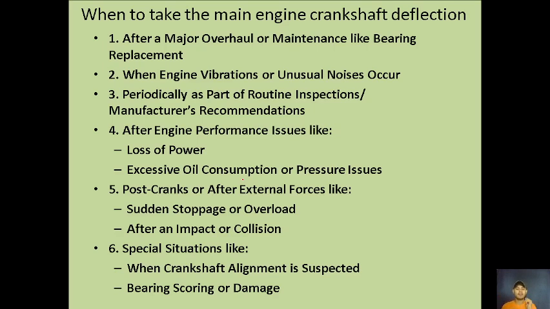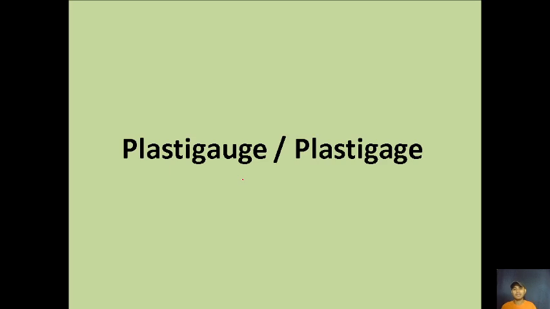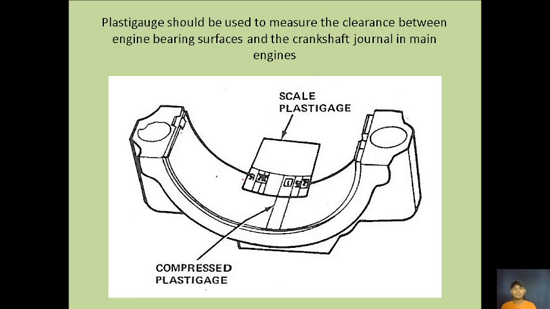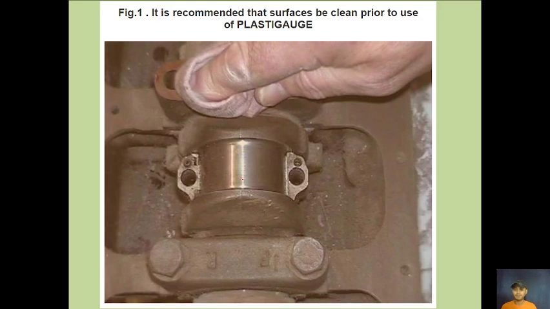Okay, so let's go now with the third one, the plastic gauge. Plastic gauge provides a simple and effective method for the measurement of clearance between fitted or hidden surfaces. It is particularly useful for measuring clearances in split bearings or in situations where a feeler gauge cannot be inserted. So plastic gauge should be used to measure the clearance between engine bearing surfaces and the crankshaft journal in main engines. It is recommended that surfaces be cleaned prior to use of plastic gauge.